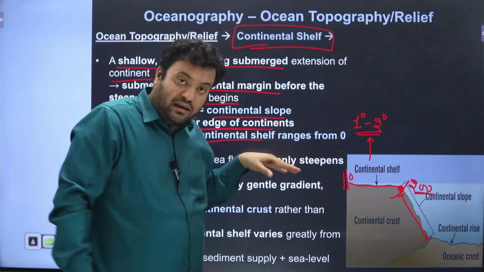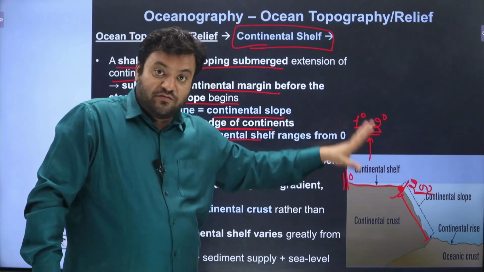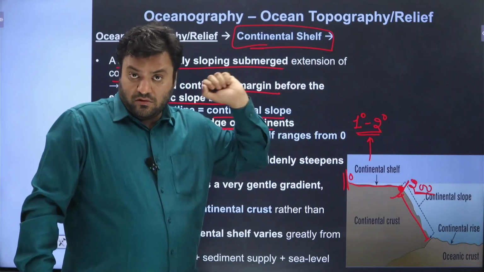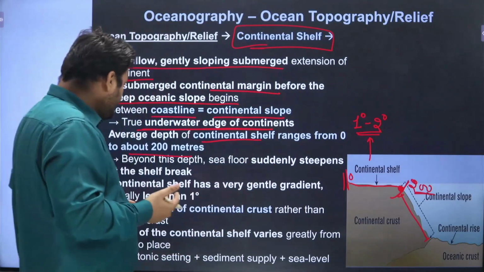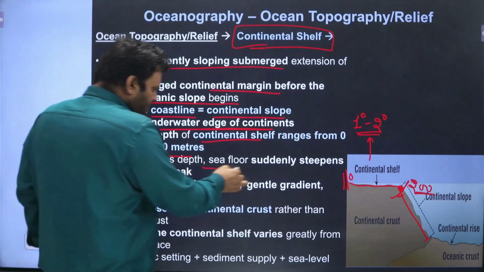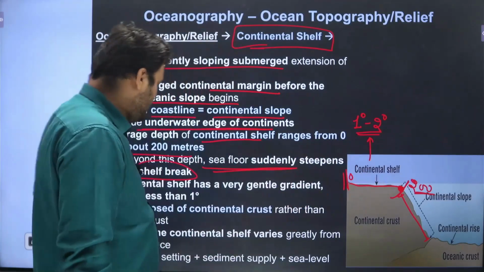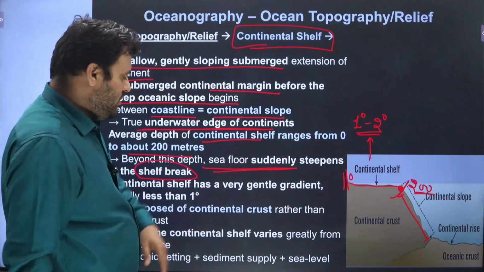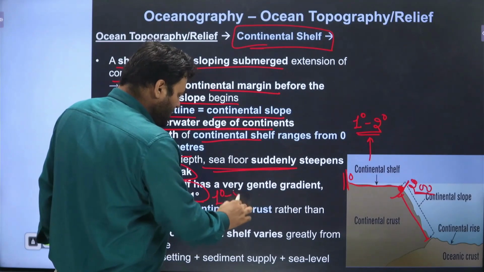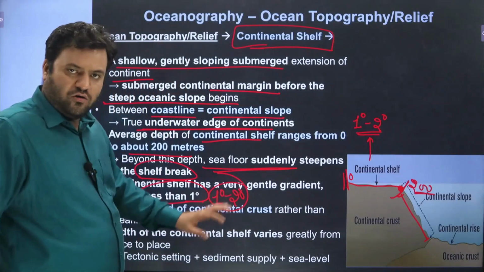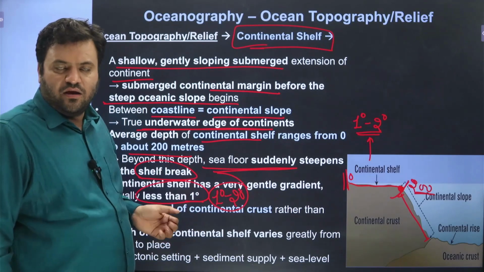However, when it comes to the extension of the continental shelf, it could extend up to hundreds of kilometers, and it could be as narrow as a few kilometers. Beyond this depth, the seafloor suddenly steepens, and that is the shelf break point. Thereafter there is the beginning of the continental slope. The variation is roughly 1 to 2 degrees. Somewhere you will see 1 degree, somewhere 2 degrees, and even somewhere less than 1 degree.